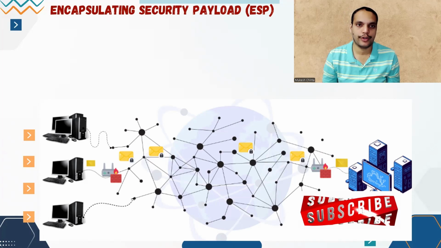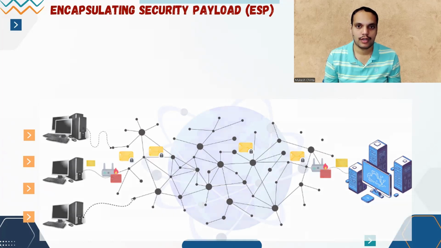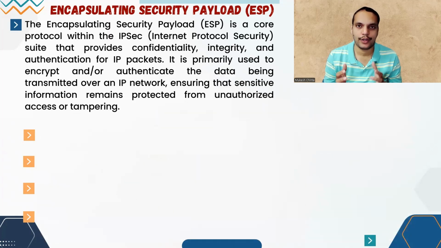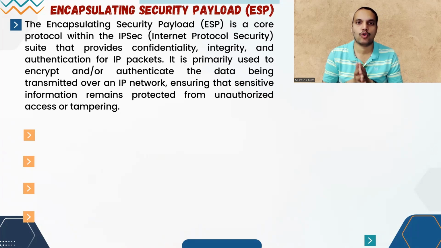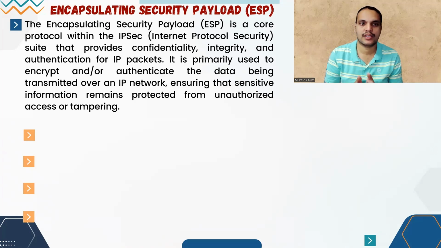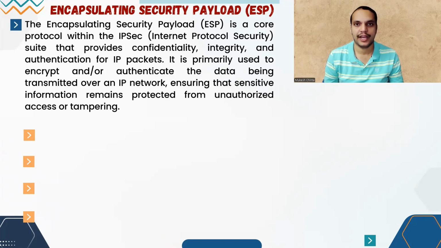Let me show you in this video what ESP does and what kind of services it provides to our day-to-day communications. Now, if you try to understand where this ESP fits in, it is one of the core protocols within the IPSec framework. This works at the network layer. What it does is provide confidentiality, integrity, and authentication for IP packets. It is primarily used to encrypt and authenticate.